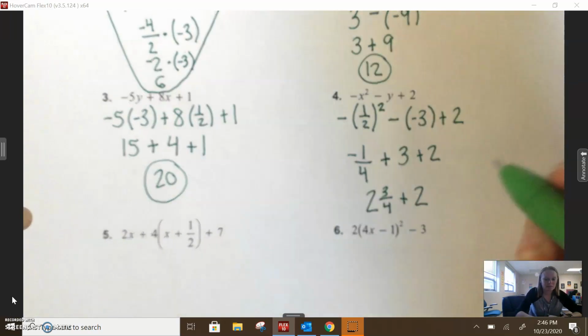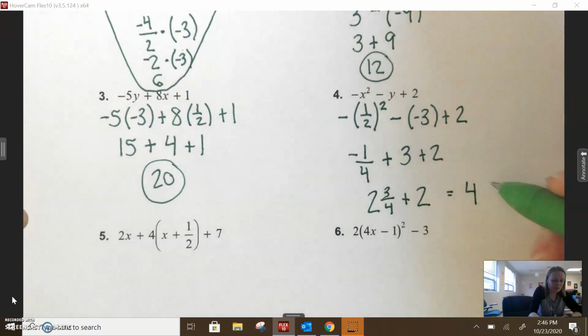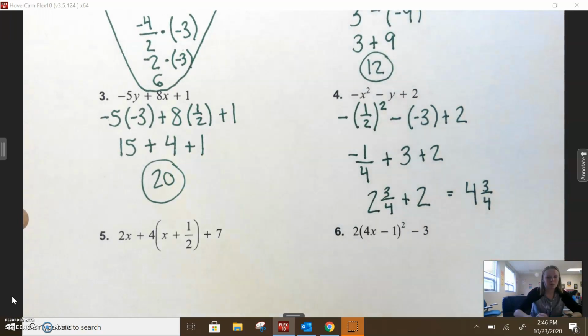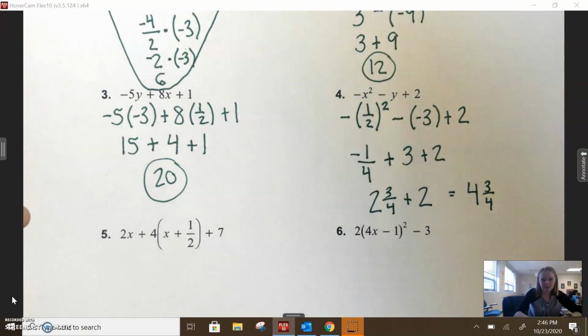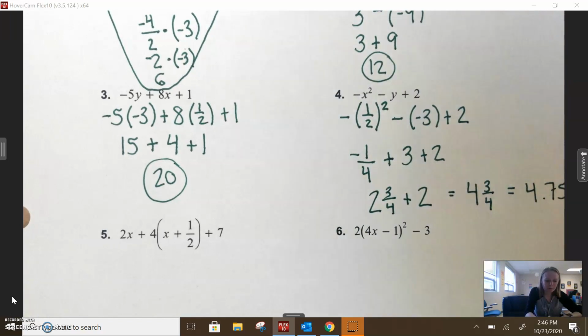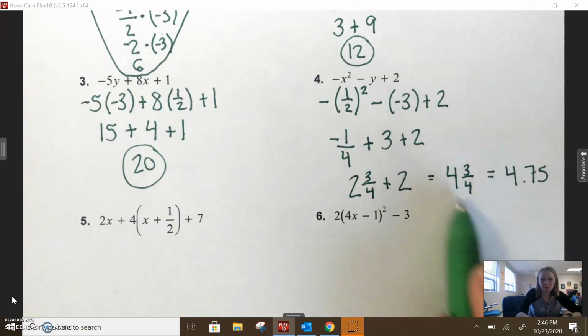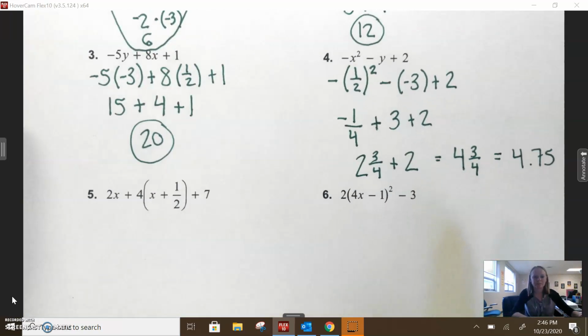So then this is just going to give us 4 3/4. And I know on your quiz I told you to make that a decimal, so this as a decimal is actually 4.75. So both of those answers are technically correct.